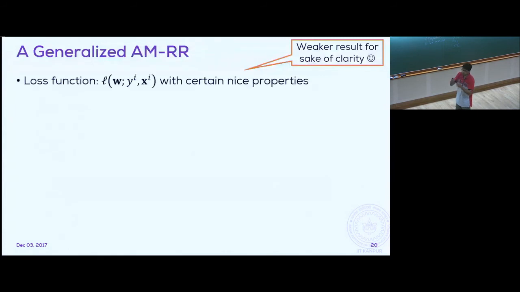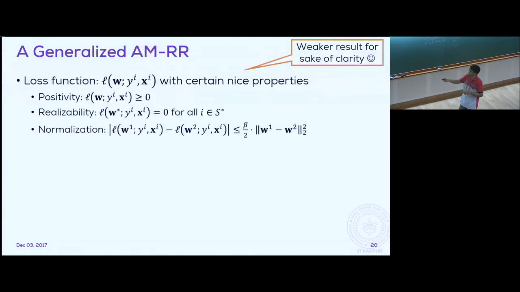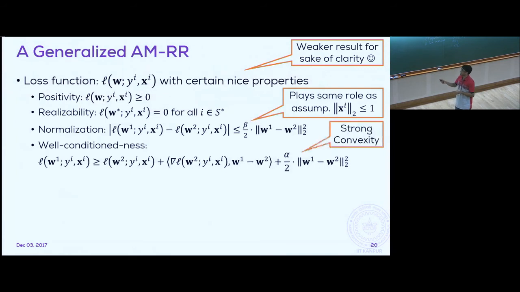In fact, what Shodhi was asking, you can actually work with general loss functions. You need not work with the L2 squared error, the least squares error. You can work with general loss functions as well. They need to satisfy some properties. So again, the normalization requirement is replaced by a smoothness requirement. The well-conditioned requirement is replaced by a strong convexity requirement.